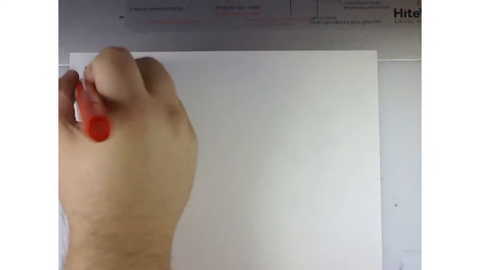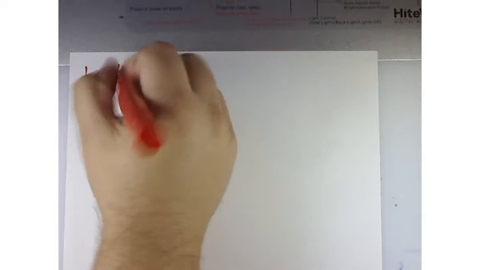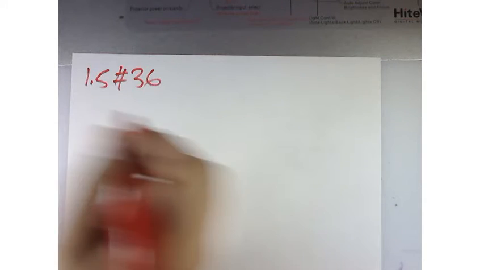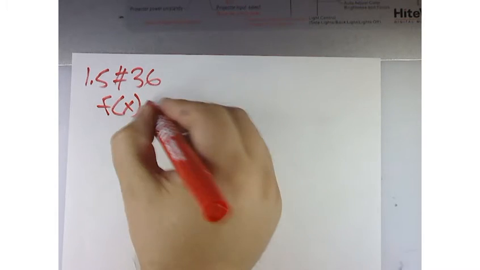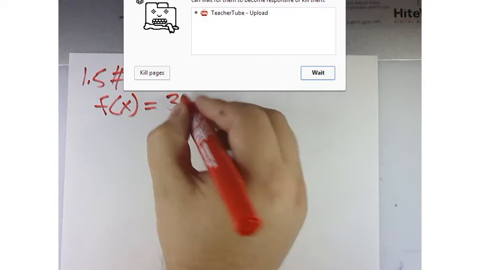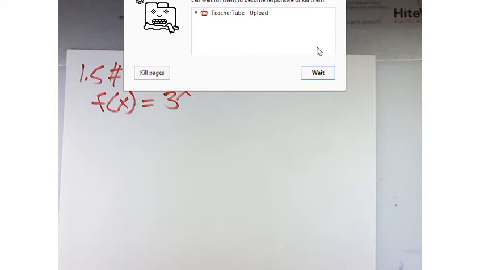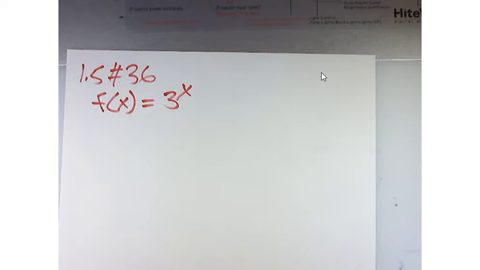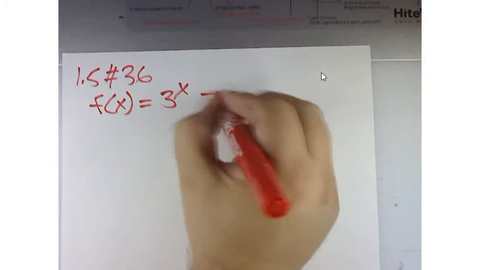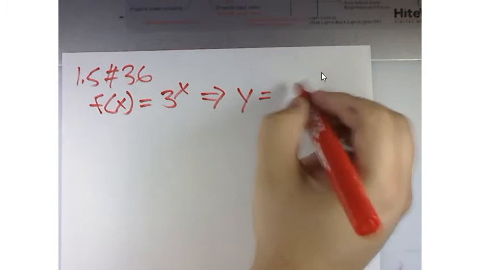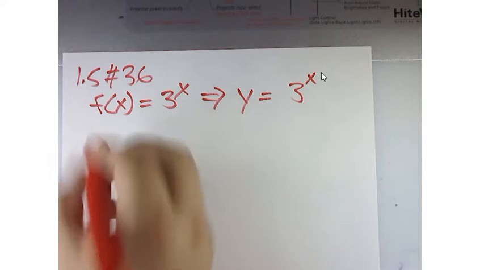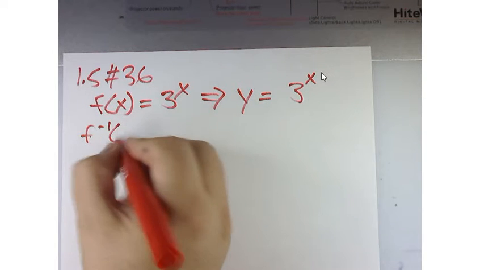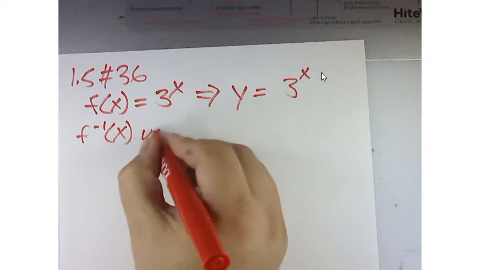Okay, so for problem number 36 out of your textbook, they give us the function f of x equals 3 raised to the x. That's the same as y equals 3 raised to the x. And they told us we need to find f inverse of x using parametric equations.